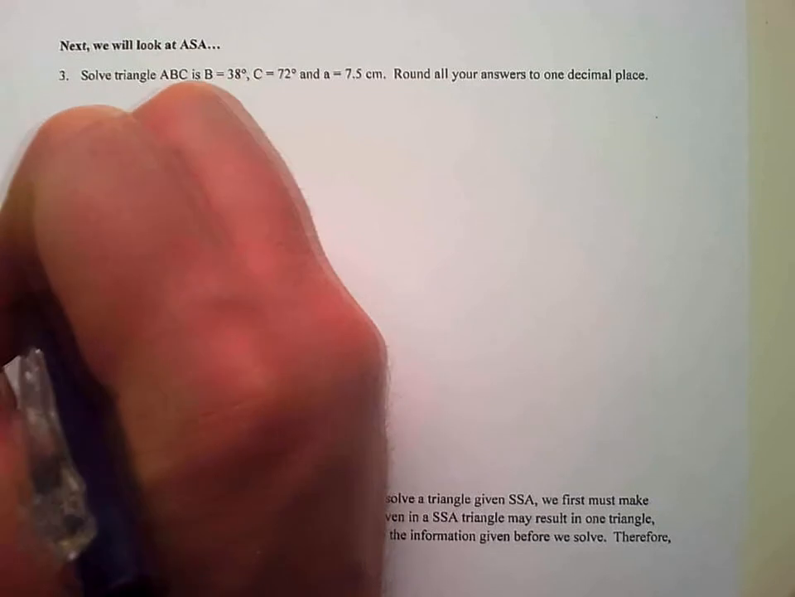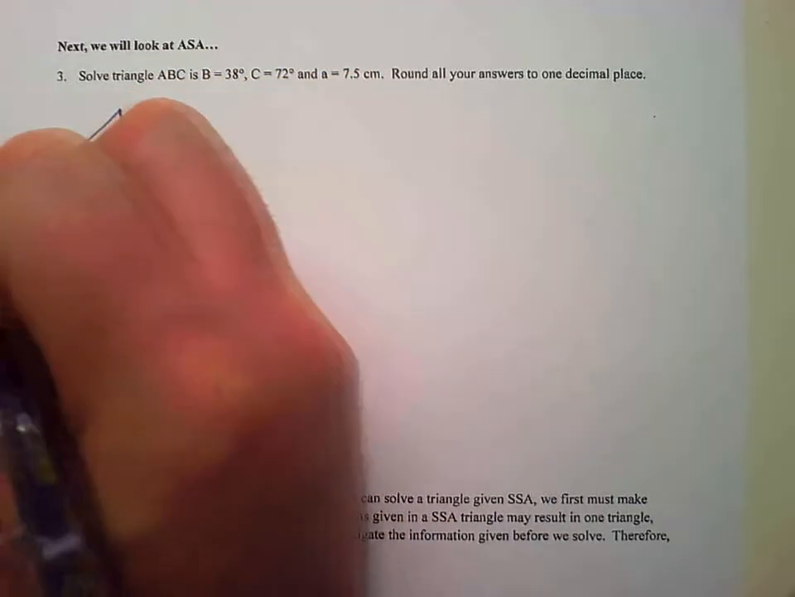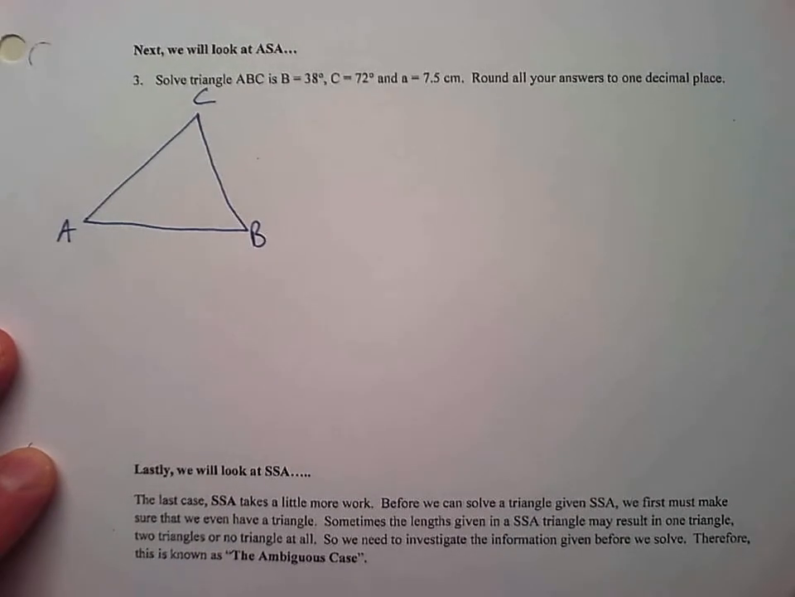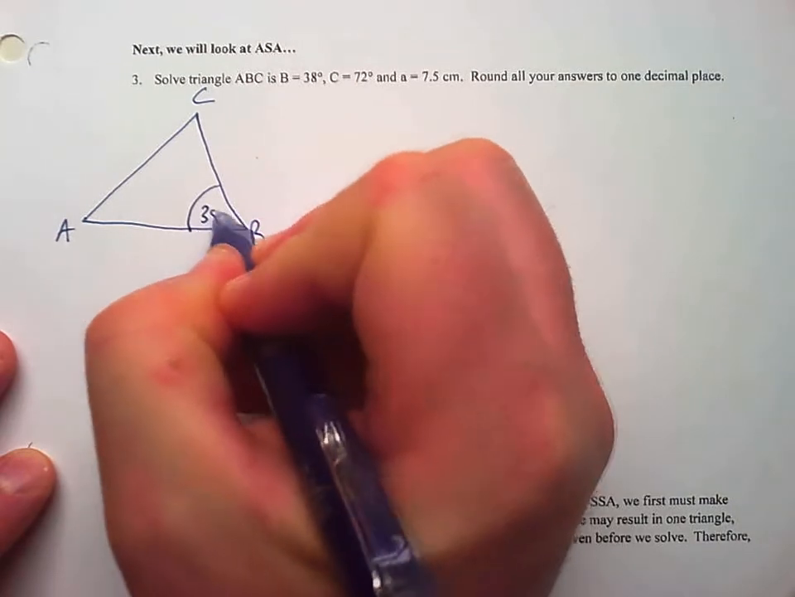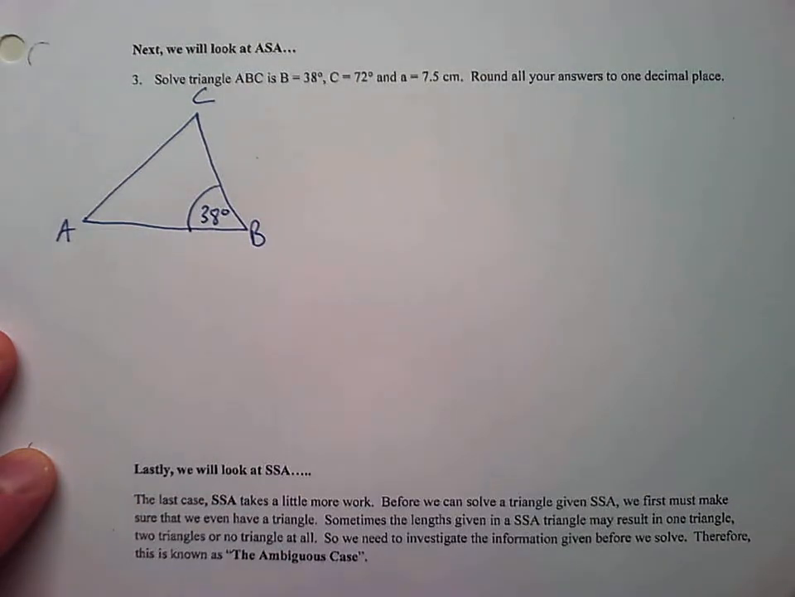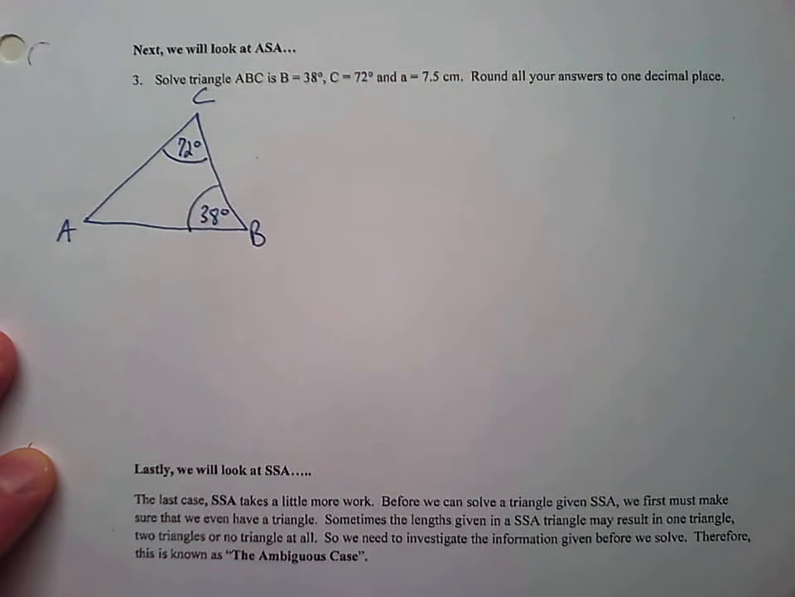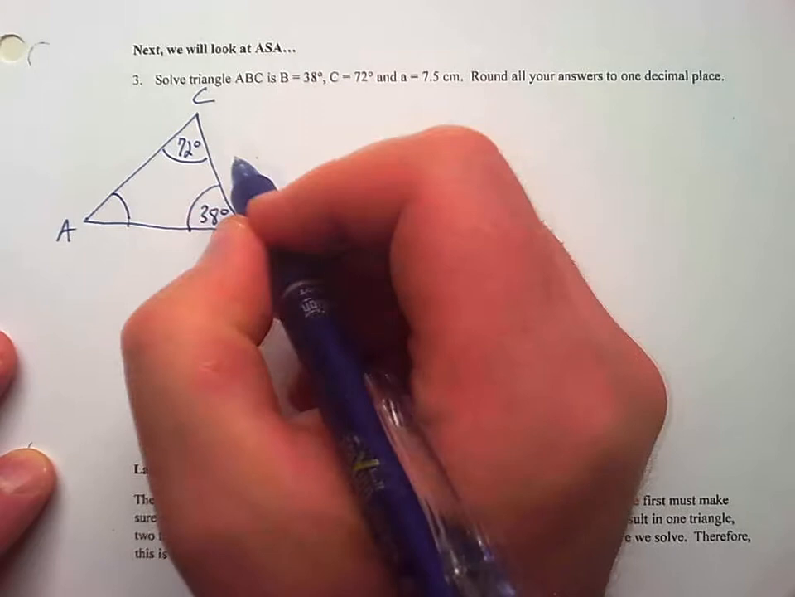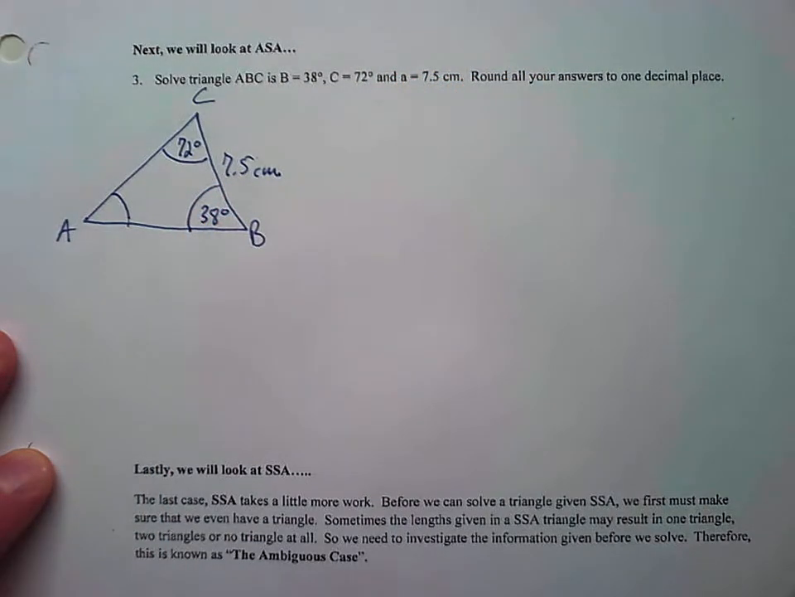So let's first draw ourselves a picture to see exactly what we're working with here. Here I'm going to call this one A, this one B, and this one C. We're saying that angle B is 38 degrees. Angle C is 72 degrees. And side A, the one opposite angle A, is 7.5 centimeters. So this is what we're dealing with.